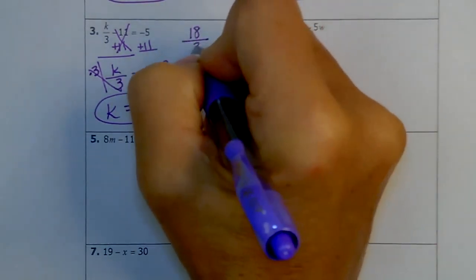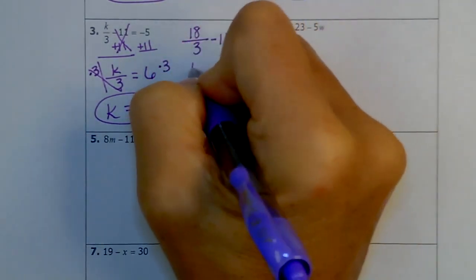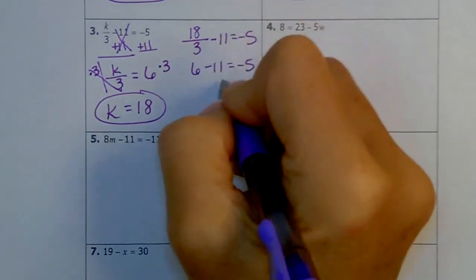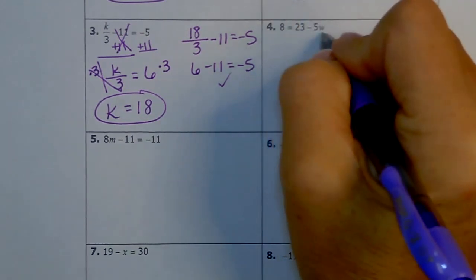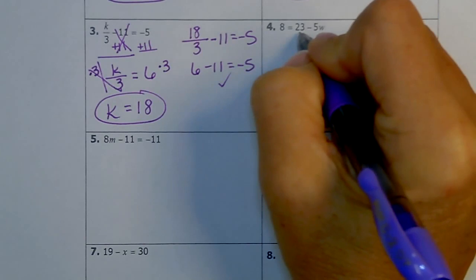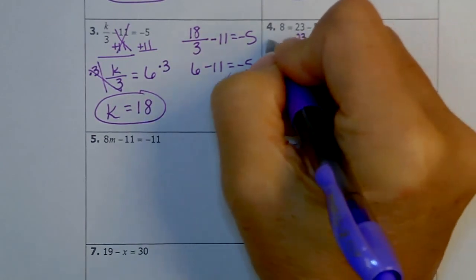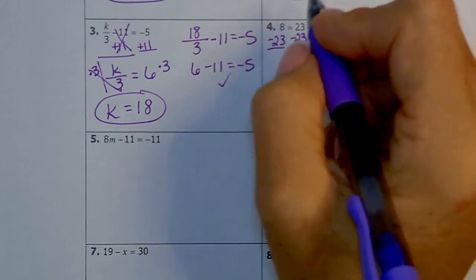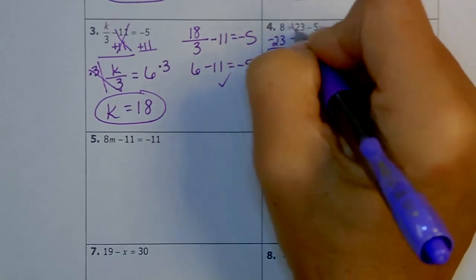Substitute 18 for k. 18 divided by 3 is 6. And 6 minus 11 is -5. Number 4. Here's my variable, so I need to undo a +23 with a -23. If I do that here, I have to do it here as well. All right, so I get -15 equals -5w.